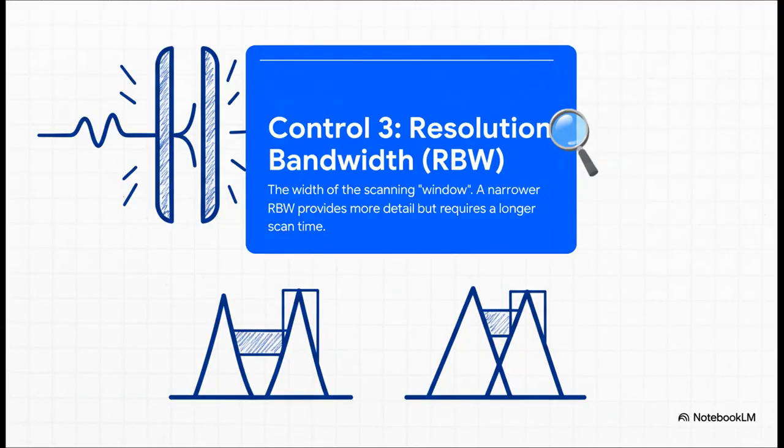And now for what is honestly the most important setting of all. Resolution bandwidth, or RBW. This is the actual width of that fixed IF filter we talked about. It's the window that's effectively scanning the spectrum. A narrower RBW is like using a magnifying glass. It gives you incredible detail, and it lets you see 2 signals that are really close together. But, as we're about to find out, that amazing detail comes at a cost.